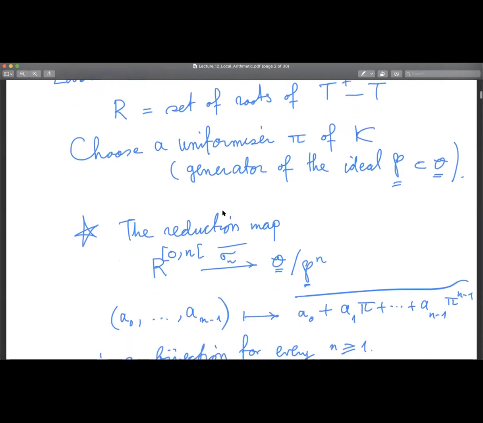Okay, so let's also choose a uniformizer pi of k, which always, of course, means that pi is a generator of this maximal ideal P, which by hypothesis is a principal ideal.